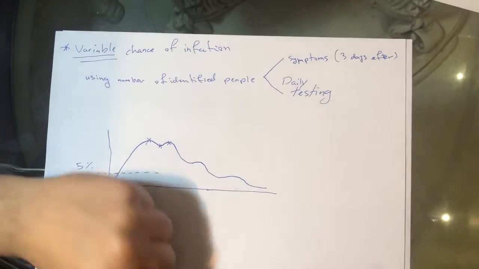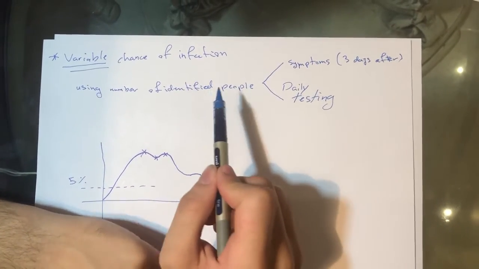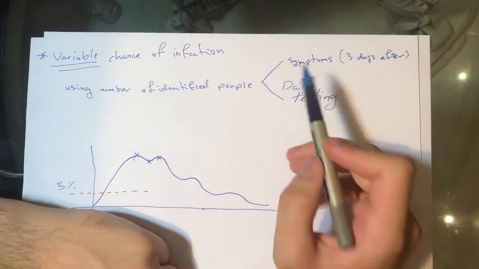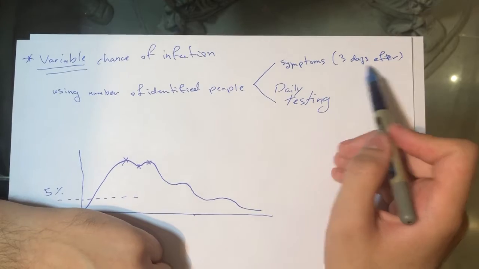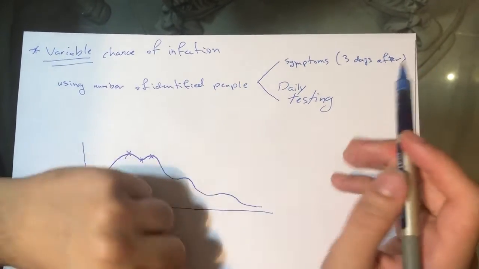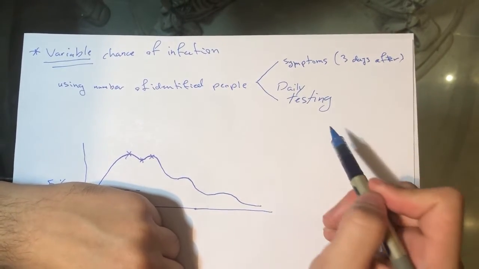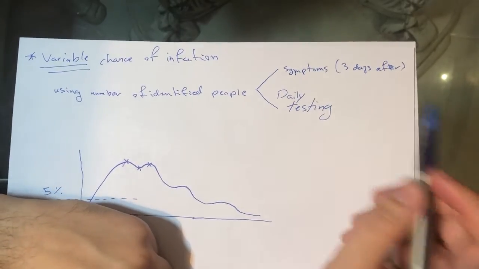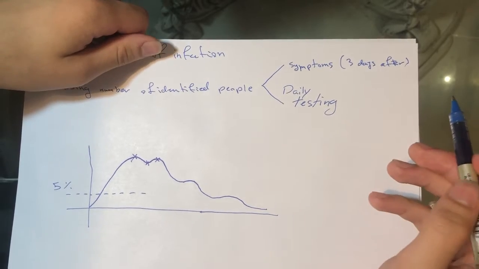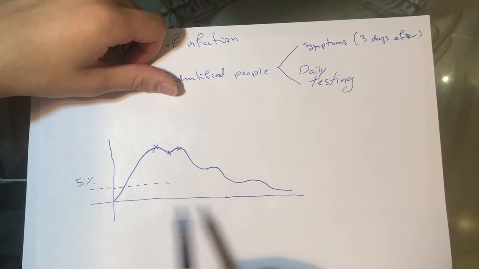So how it works is I'm going to be using the number of identified people. How do I get identified people? Well, the identified people are the people who have the symptoms and it's already 3 days past after the disease has started, so they already know that they have the disease. And also the other way is by doing daily tests. Basically we just randomly test some people, and if they're positive, we move them to self-isolation, so it's not a really huge thing. But here we can see a graph which is generated.